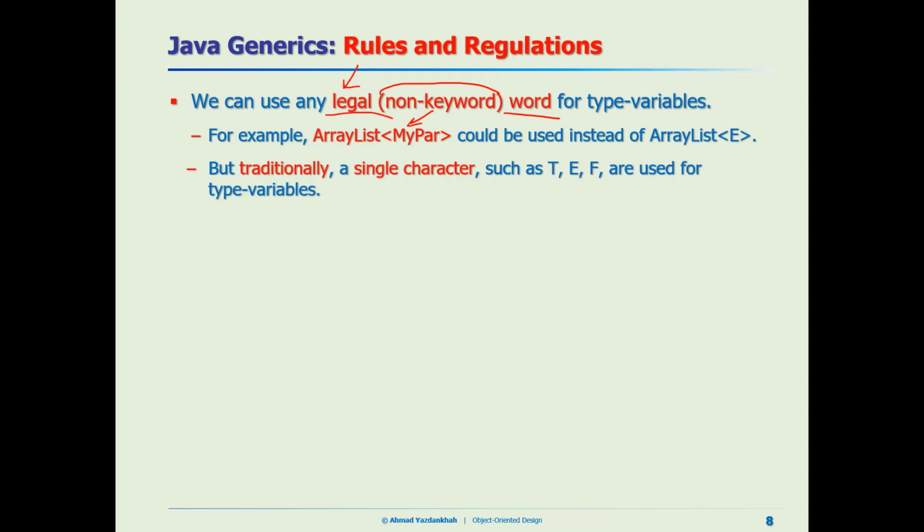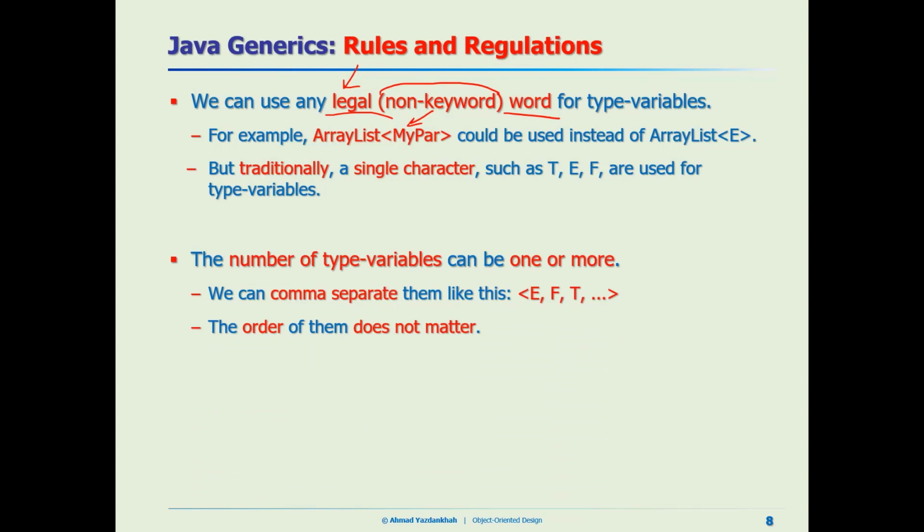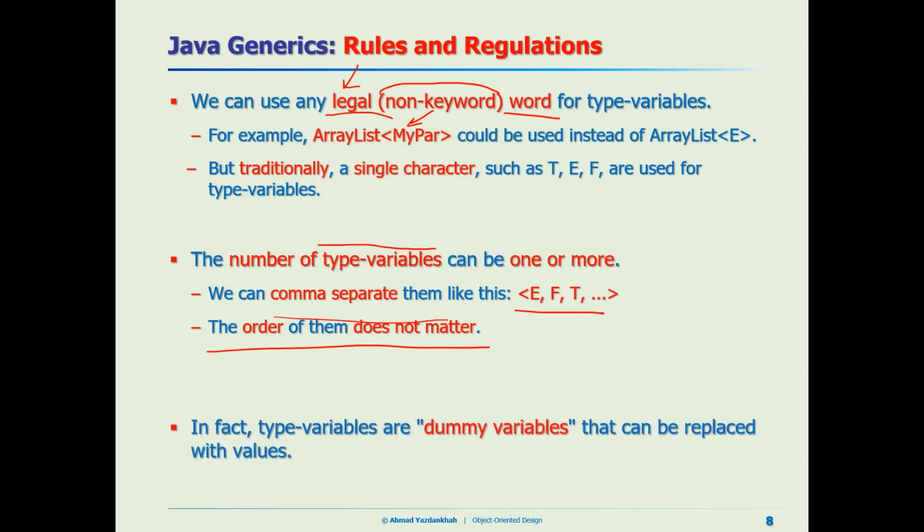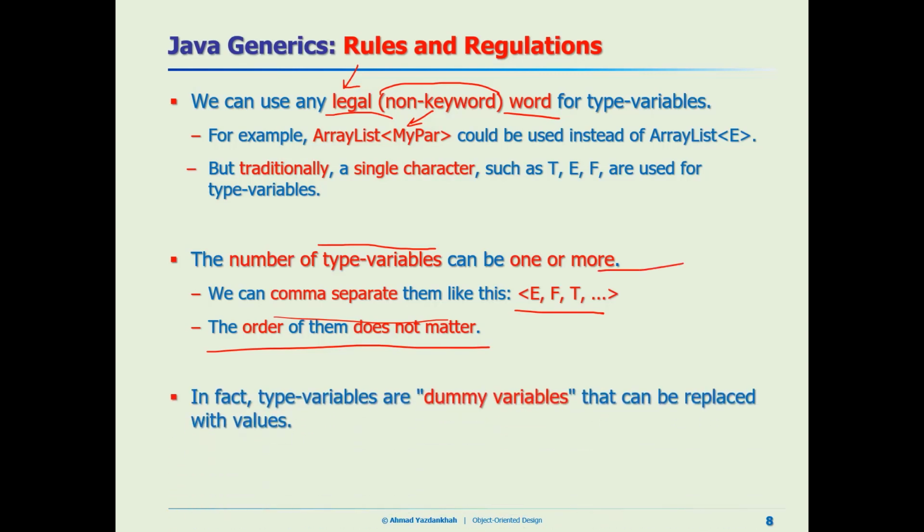Okay, we might have several type variables, and if this is the case, just separate them with commas like this: E, comma, F, comma, and so on, right? And the order doesn't matter. That's a very important point. The order does not matter. In fact, these variables, like any other dummy variable, will be replaced with an actual value.